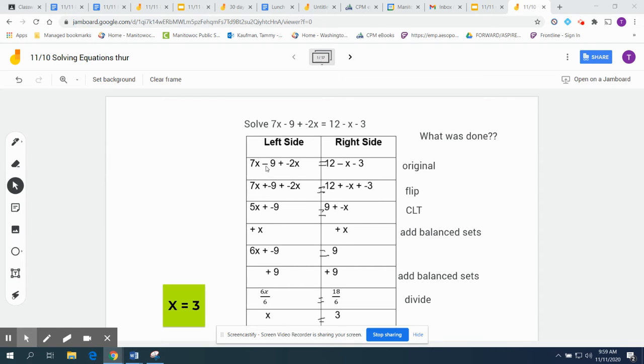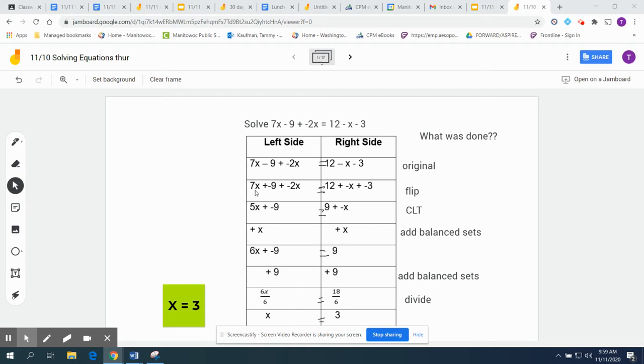How that changes things is this minus is going to become plus negative, because I had 9 unit tiles on the bottom and I flipped them up top, so plus negative 9. This x minus x becomes plus negative x, minus 3 becomes plus negative 3. Okay, so that's how I know that I flipped. Once I flipped, then I'm going to combine my like terms.